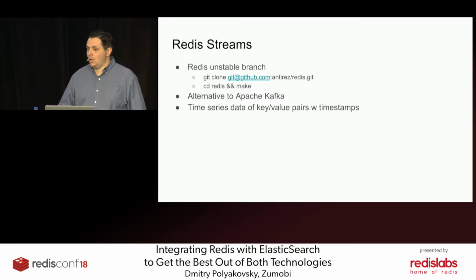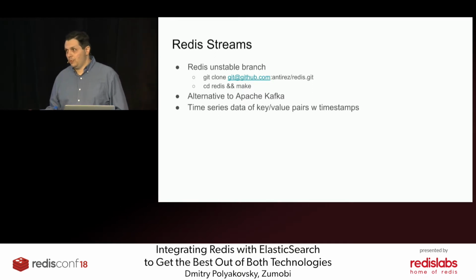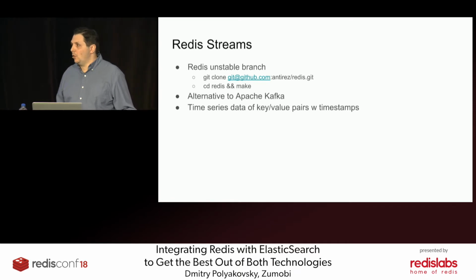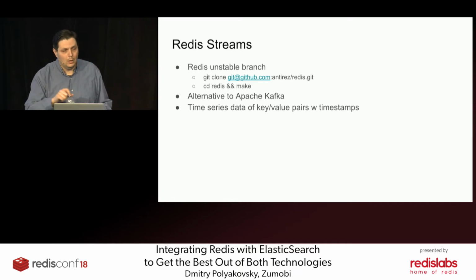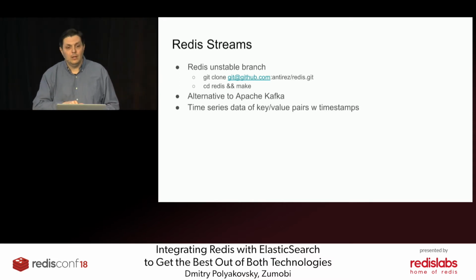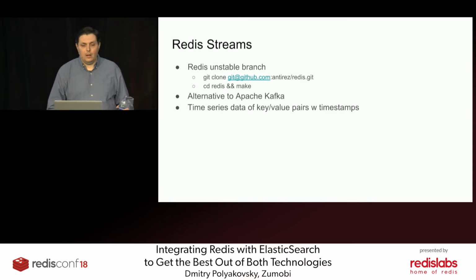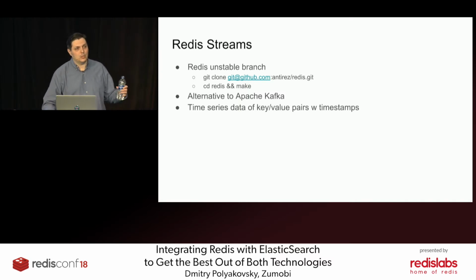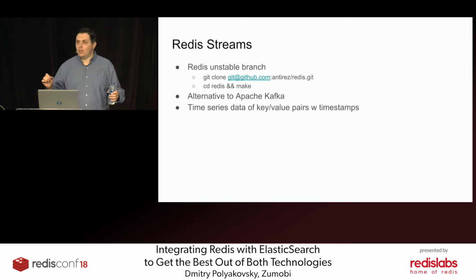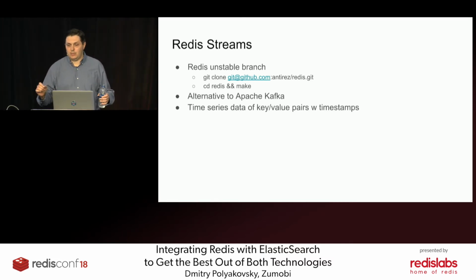If you want to run Redis Streams, you've got to grab the latest unstable branch and just run make locally. And think of Streams as an alternative to Apache Kafka. Anybody use Kafka? I actually haven't, so wow, that's great. So you have time series data where you have key value pairs, and each item in a stream does not need to have the same fields. And each item in a stream will have a unique timestamp.